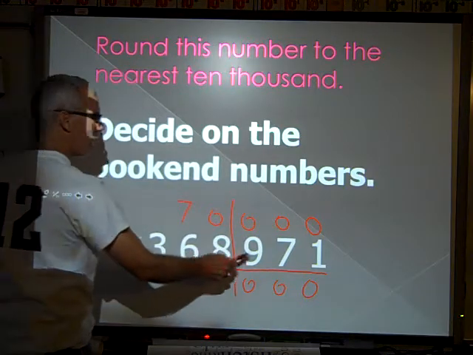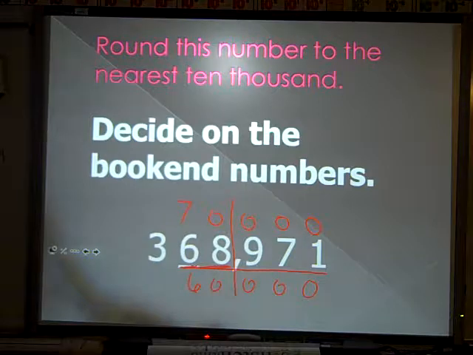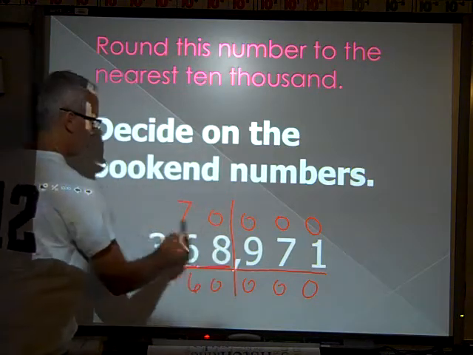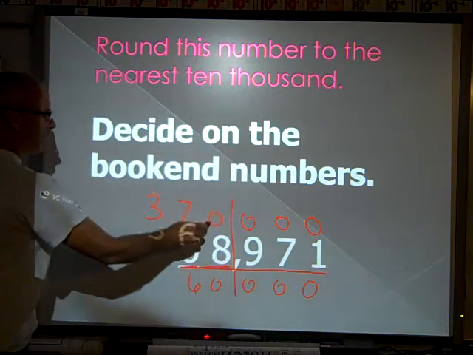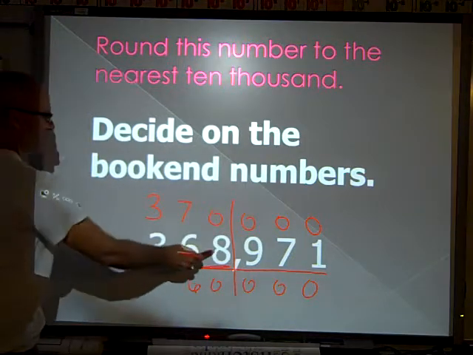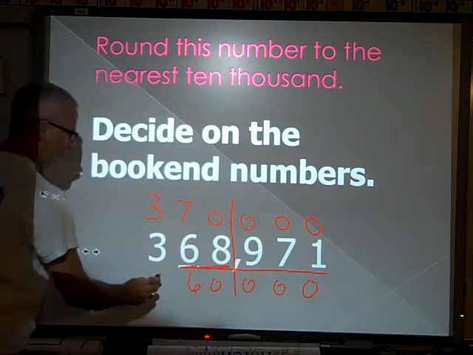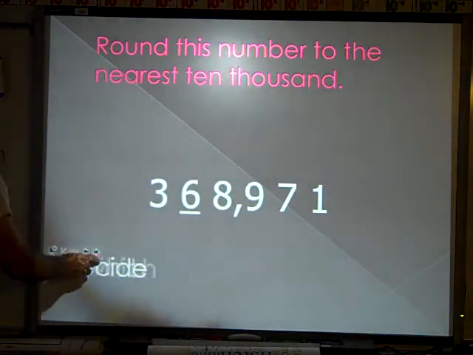So what is 68,971 closer to? 70,000 or 60,000? 70,000. Absolutely 70,000, right? It's only 2 away. It's less than 2 away. So I would tell you that 370,000 is closer to 368,971. I put a 3 up here too if I want to. And then that answers my question.